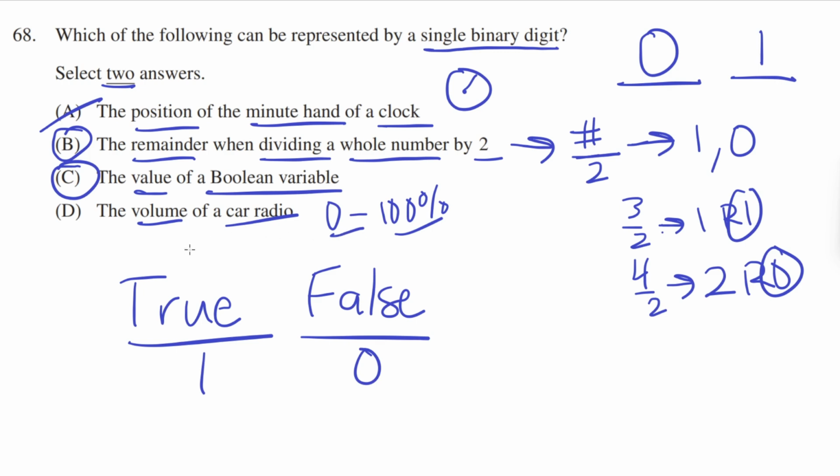So that means we can't represent the volume using a single binary digit because there's a lot more than just on or off in the different volumes of the car radio. So D cannot be represented by a single binary digit.